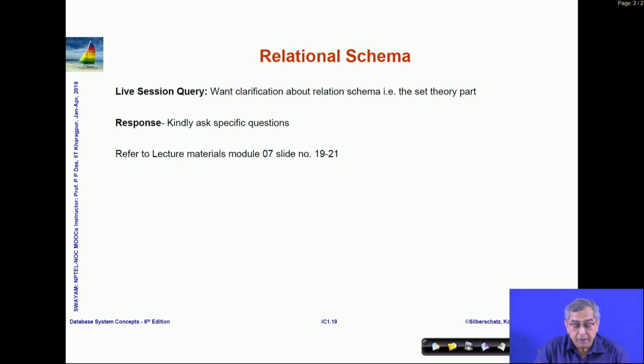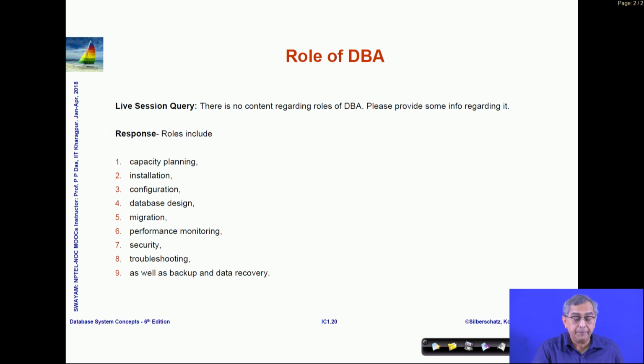Relational schema. One clarification about relational schema, there is a set theory part. Please go back and read the module, listen to the video. Such generic questions have already been answered and cannot be discussed here.